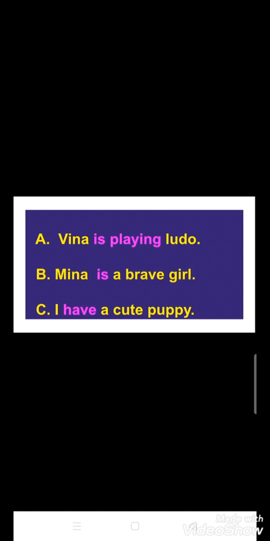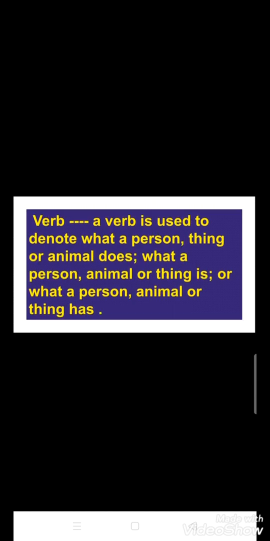So it means number 1 signifies the doing or the work of Veena. Number 2 signifies the being of the subject. And number 3 signifies the possessing of the pronoun. And these things form a verb. Therefore, a verb is used to denote what a person, thing or animal does, what a person, animal or thing is, or what a person, animal or thing has.